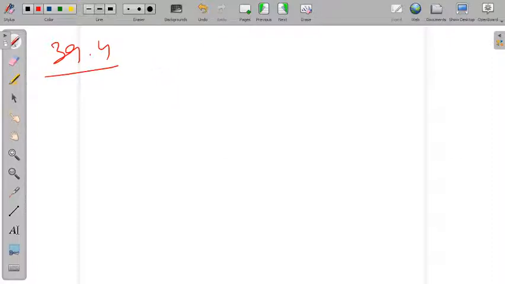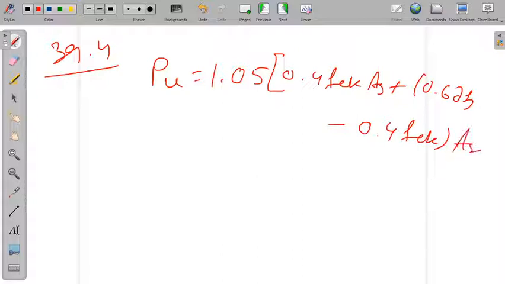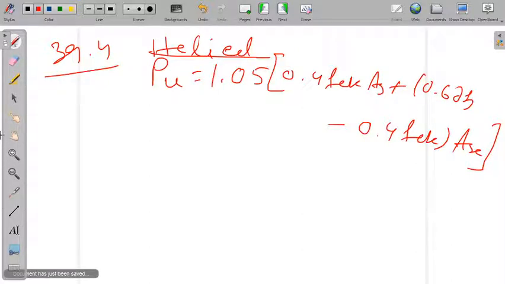That means we have to write down the equation in this case. In case of helical reinforcement, the equation will be 1.05 times (0.4 FCK AG plus (0.67 FY minus 0.4 FCK) ASC). So in case of helical reinforcement, this equation will be modified like that. Now another condition is given in case of helical reinforcement, in clause number 39.4.1.